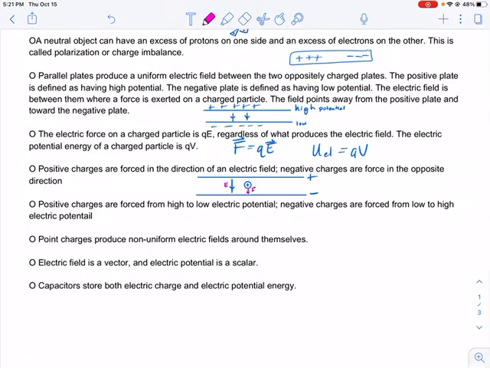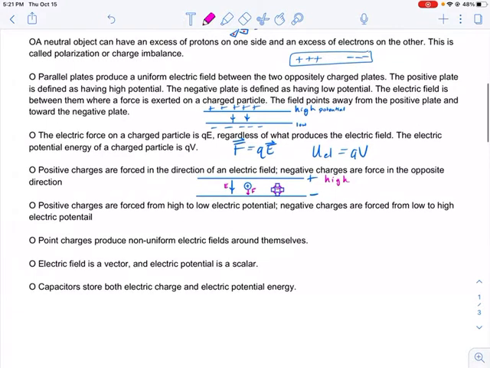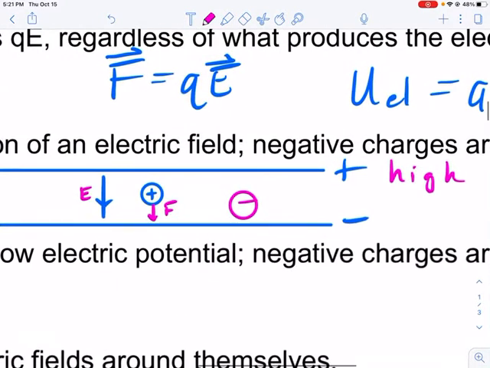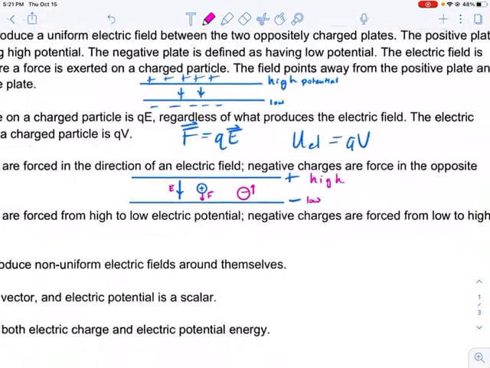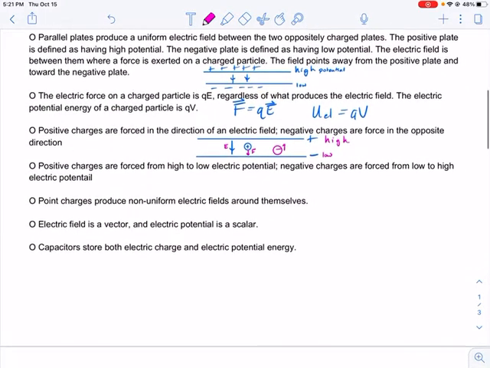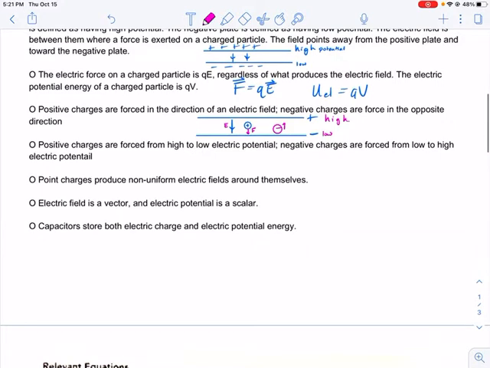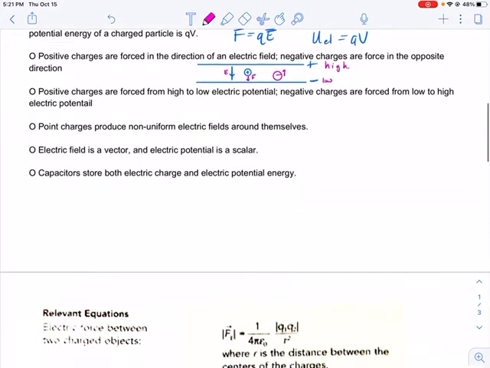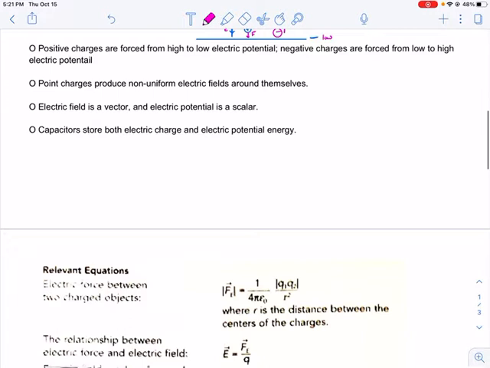Positive charges are forced from high to low electric potential. Well, that should make sense based on the diagrams that we've just drawn. Negative charges would be forced from low to high potential. So if I put a negative charge in this capacitor, it's going to experience a force upward, and it's going to go from low potential to high potential, which is kind of weird to think about. Gravity only acts in one direction. Electrostatics can work in two directions.